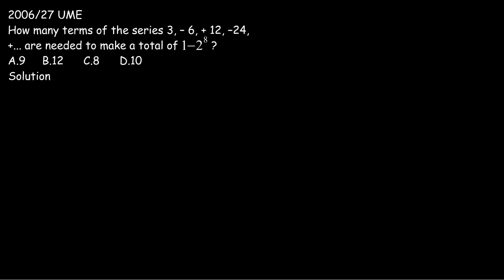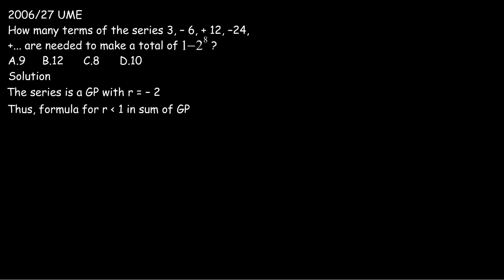Our final question states: how many terms of the series 3 minus 6 plus 12 minus 24 are needed to make a total of 1 minus 2 raised to the power of 8? Now the series is a GP with r equal to minus 2, because minus 6 divided by 3 is minus 2, and 12 divided by minus 6 is also minus 2. So our common ratio is obviously minus 2.